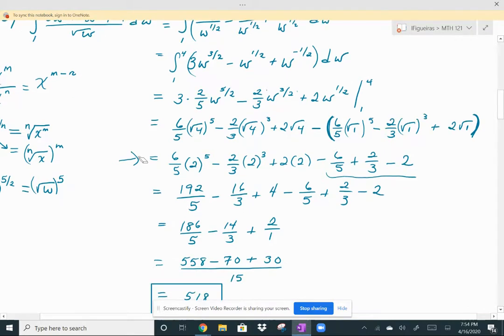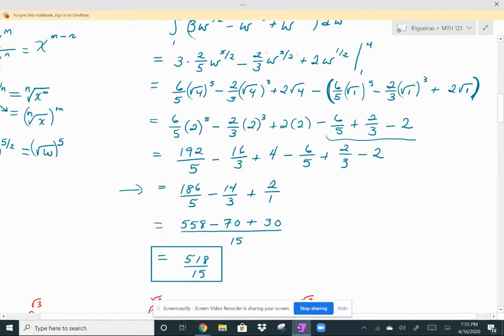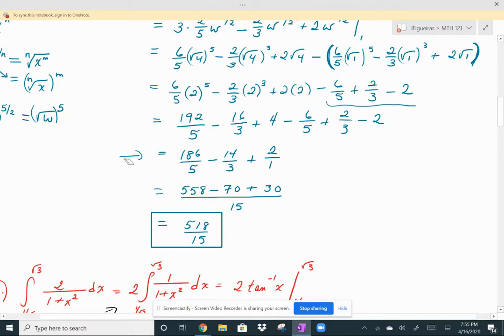Okay, so I did the arithmetic. That's what you see in this line. Then I combined the fractions with a denominator of 5 and the fractions with a denominator of 3, as well as the integers, to get 186 over 5 minus 14/3 plus 2 over 1. LCD is 15. And so when you compute that, you get an integral value of 518 over 15.